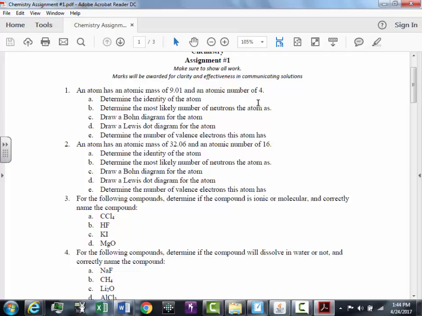Alright, so you guys are all okay with the idea that by telling you the atomic number of 4, that means that it must be beryllium, because beryllium is number 4?